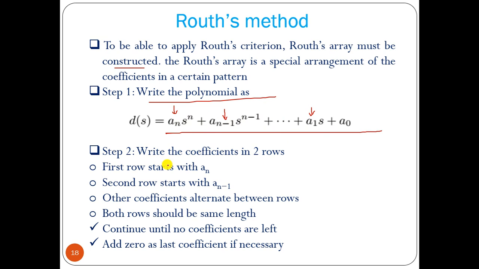Now we have to write the coefficients in two rows. The first row starts with a_n, the second row starts with a_(n-1). Other coefficients alternate between the two rows. Both rows should be the same length. Then we have to continue until no coefficients are left, otherwise we add 0 as the last coefficient if necessary. So this is how we can construct two rows.